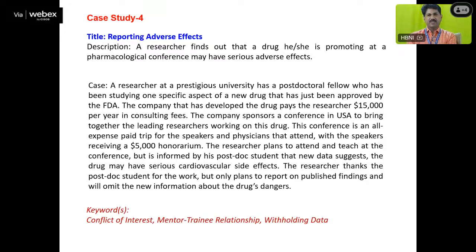But in that case, the researcher has omitted certain parts of the whole research. So this is definitely a breach of ethical conduct. This type of thing we have to avoid during various research procedures. Whenever there is a conflict of interest like this, the researcher thought that if the new findings or the side effects were discussed, then his credibility of having the FDA-approved drug would be questioned.